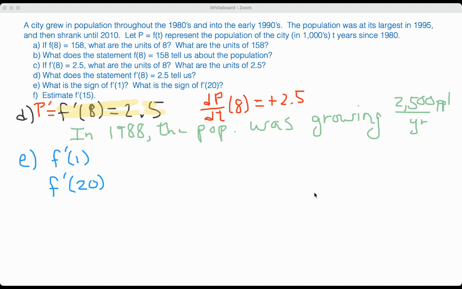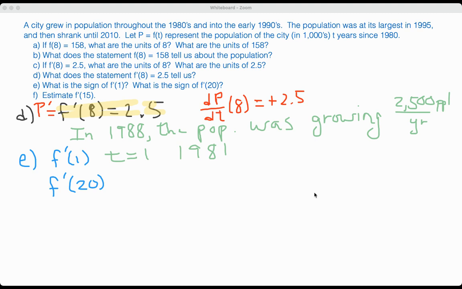In part E, we're looking at the signs of these. And it's really important to recognize that this is representing a specific time. We're not just looking at the derivative anywhere. When we see that t is equal to 1, we're talking about the year 1981. Was the population changing at a positive growth rate or a negative growth rate? Was it getting bigger or smaller?